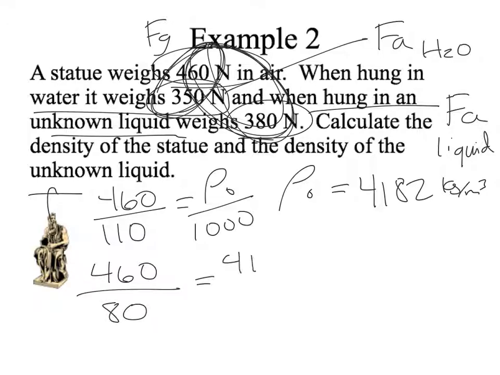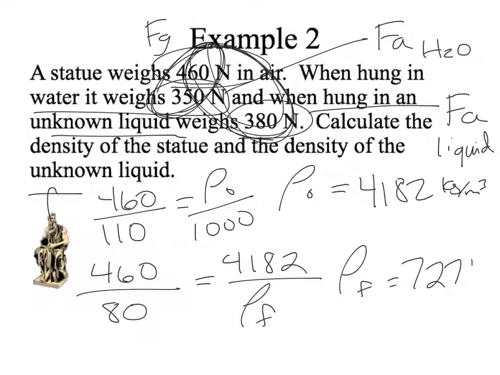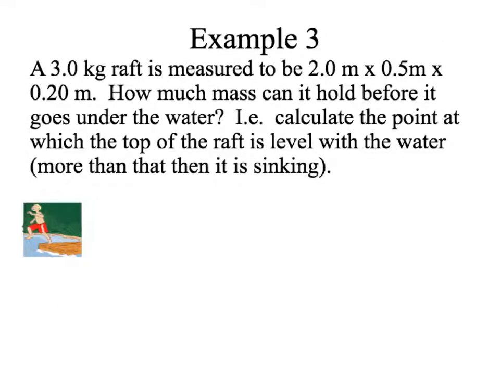The density of the object is 4,182, and then the density of the fluid turns out to be 727 kilograms per cubic meter. So we knew it wasn't as dense. It wasn't giving us as good a buoyant force. So it kind of makes sense. All right, this really gets to this whole idea of what it means to float.